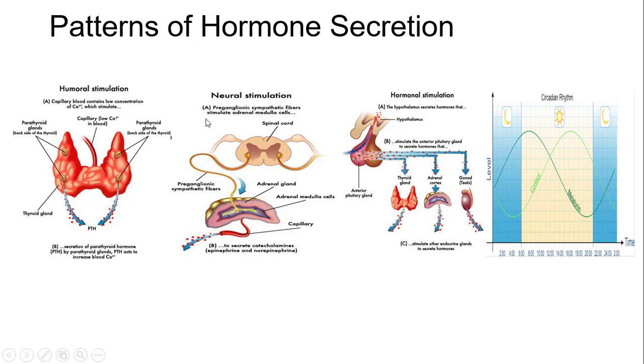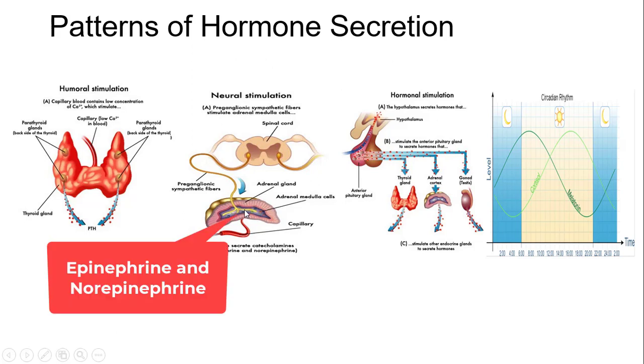The second category that I want to discuss is neural stimulation. This is related to the secretion of adrenal medulla hormone by the stimulation of the sympathetic nervous system. In certain conditions, such as the fight or flight condition, whereby the sympathetic nervous system activity is increased, that will enhance the secretion of adrenal medulla hormones, epinephrine and norepinephrine, into the circulation.